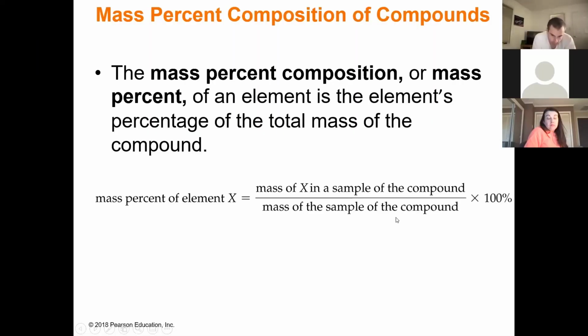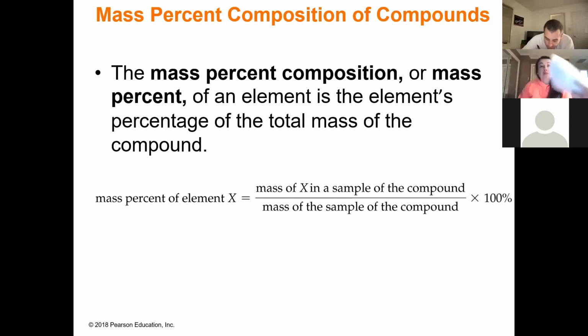Okay, so the mass percent composition, or mass percent, of an element is the element's percentage compared to the total mass of the compound. So this would be like if you've ever calculated your percent body fat. How is that calculated? You take the amount of your body that's fat, and you divide it by your total body's mass. And then you go ahead and multiply it by 100.